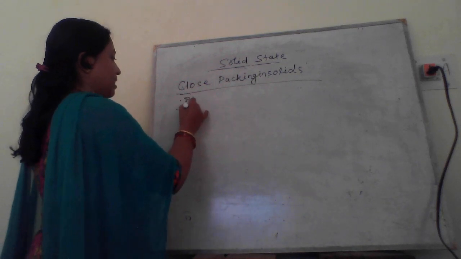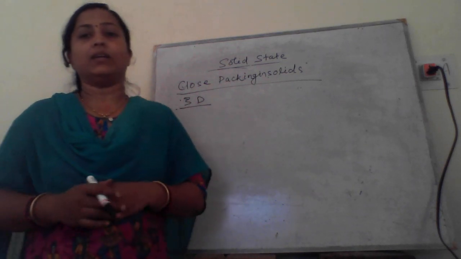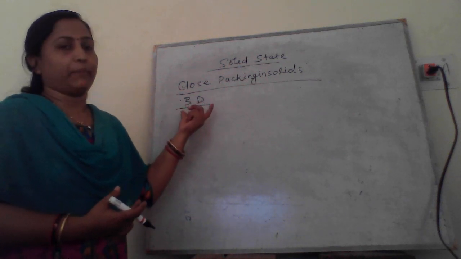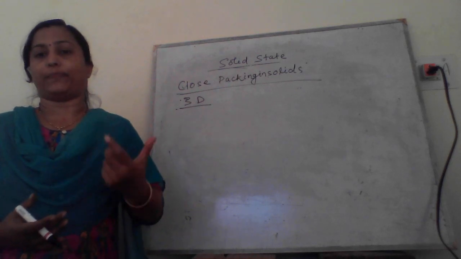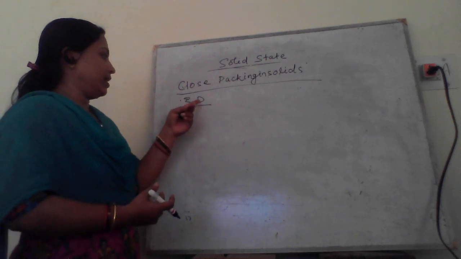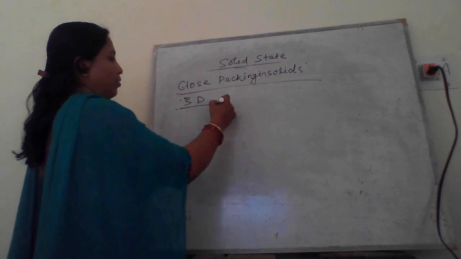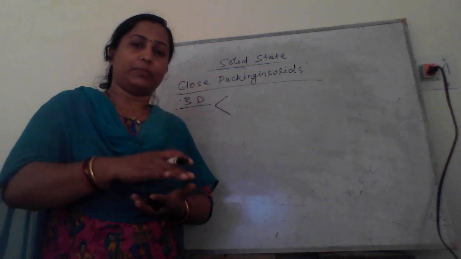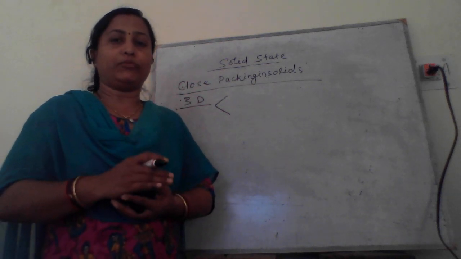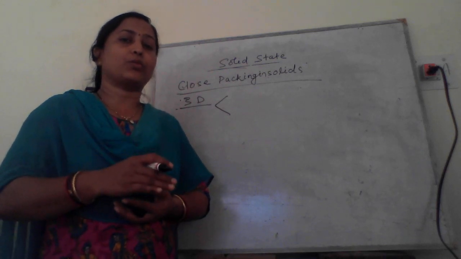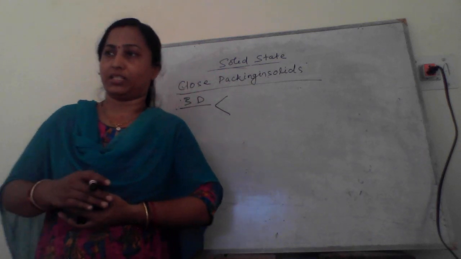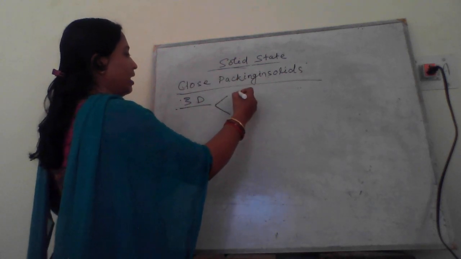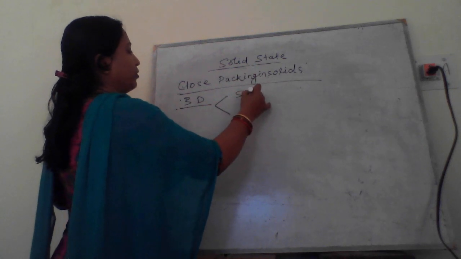In three-dimensional close packing, generally crystalline solids show three-dimensional close packing, which is a better packing than two-dimensional. So in three-dimensional close packing, we arrange the second layer on the square close packing or above the hexagonal close packing. When we arrange the second layer on square close packing of two-dimensional arrangement, we get a simple cubic unit cell.